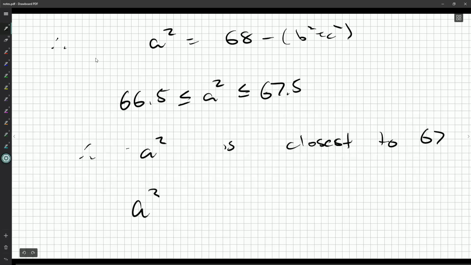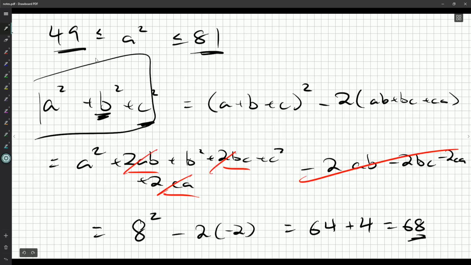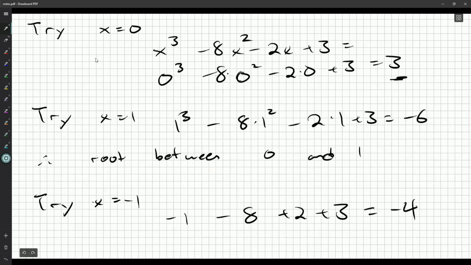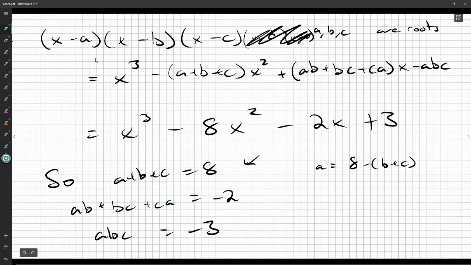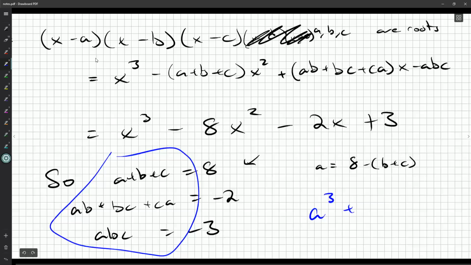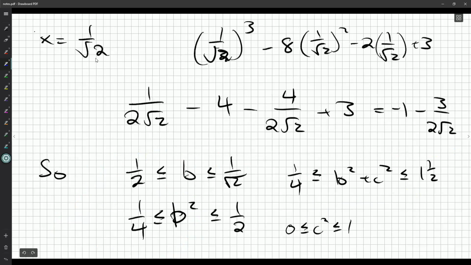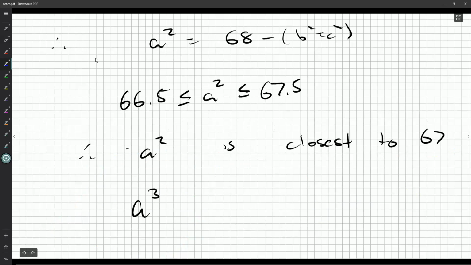Try and figure out how to use the 3 expressions we had at the start. Try and use, we'll put them in blue, these expressions here to work out an expression for a cubed plus b cubed plus c cubed. See if you can do it. That would be a great little exercise with these symmetric polynomials. In fact, even see if you can answer the related question, what's the closest integer to a cubed? Although that might be really hard to do, but give it a try.